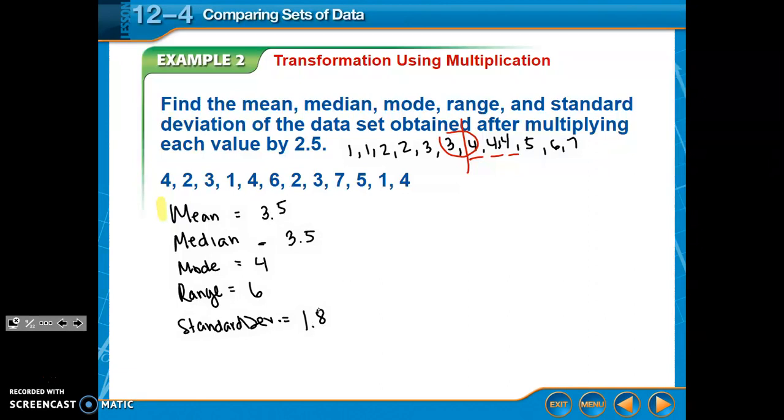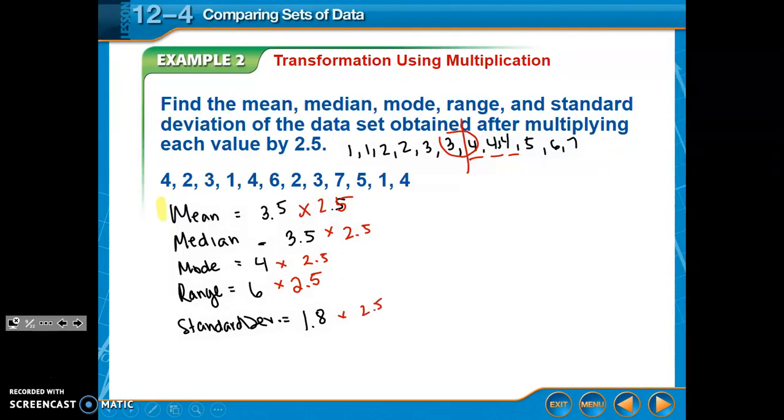All right. So from here, if you want to find what this is going to be, if you multiply each of these numbers by 2.5, what you want to do is multiply each of these numbers by 2.5. So when you're multiplying by a number, everything changes, all of it. Not just the first ones here, the mean, median, and mode, but also the range and standard deviation also change by 2.5.